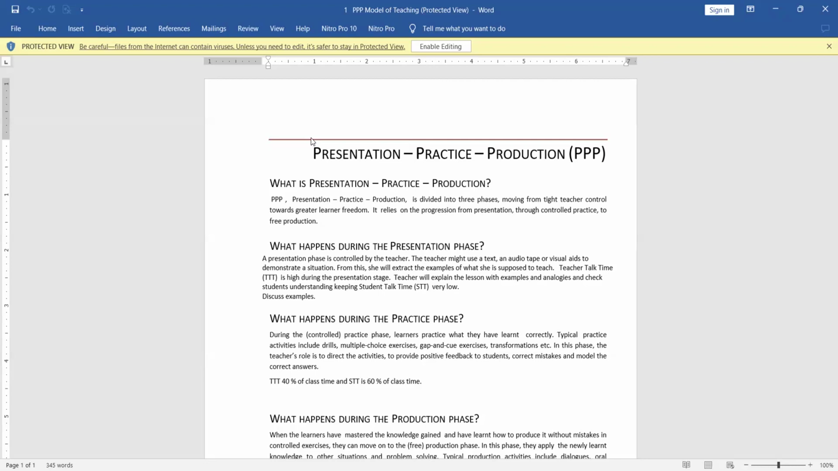So you're quite okay with these two learning theories. If you take the PPP model of teaching, it is grounded on behaviorism. So what are the features or elements of behaviorism as a learning theory?